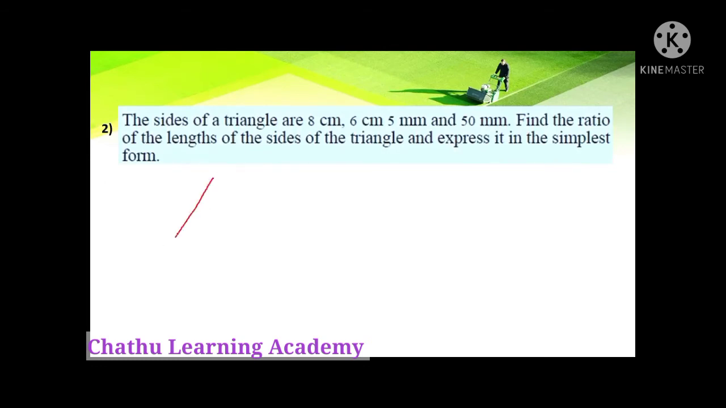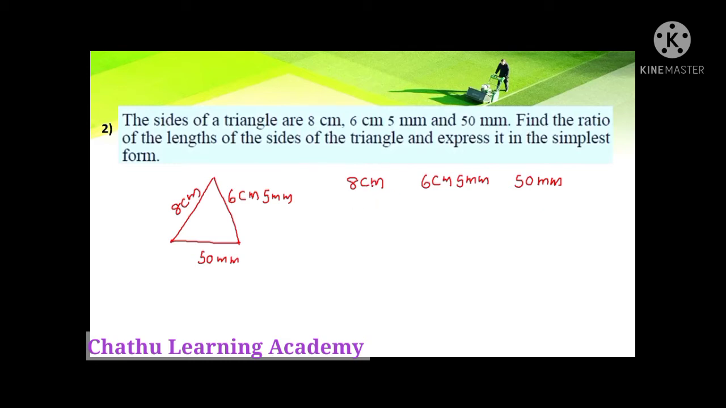Here you are given a triangle with side lengths 8 cm, 6 cm and 5 mm and 50 mm. I told you there should be similar units, but here they are different, centimeters and millimeters. Then we want to convert these amounts into millimeters. 8 centimeters, 6 centimeters and 5 millimeters and 50 millimeters. As the first step, we want to convert these amounts into similar units.